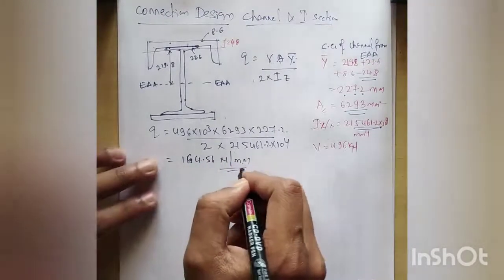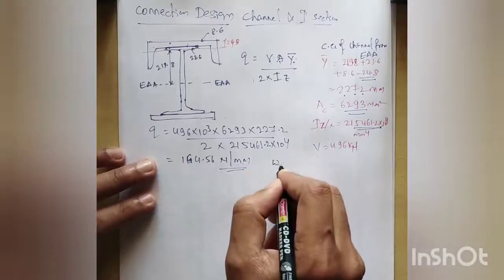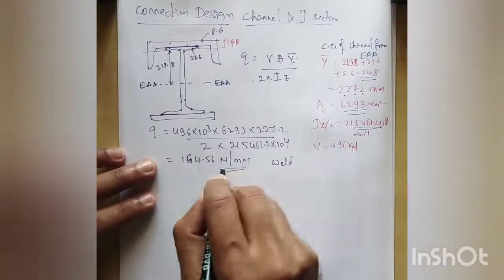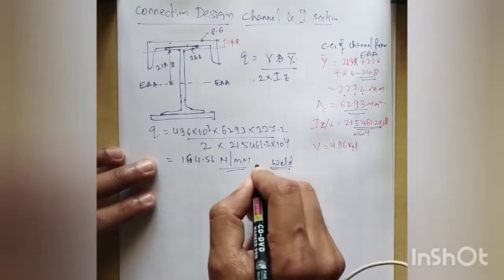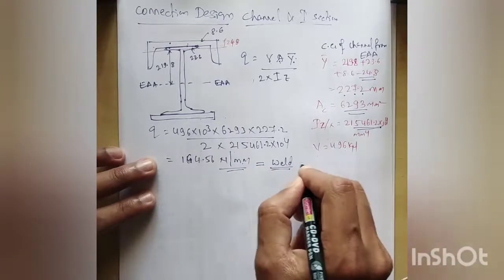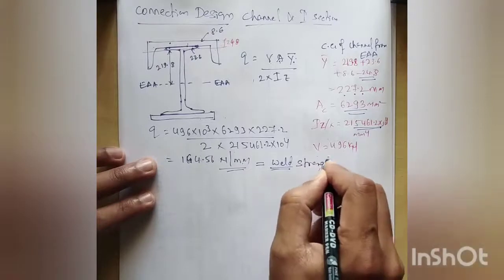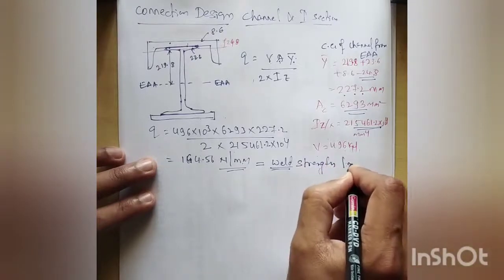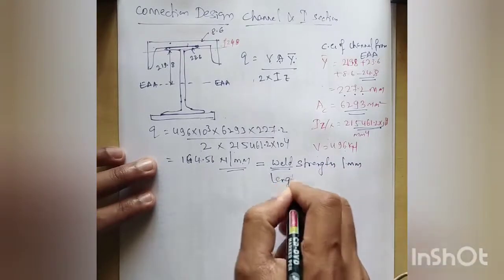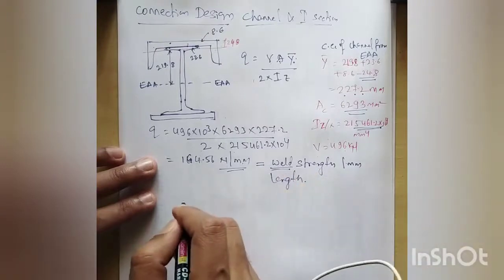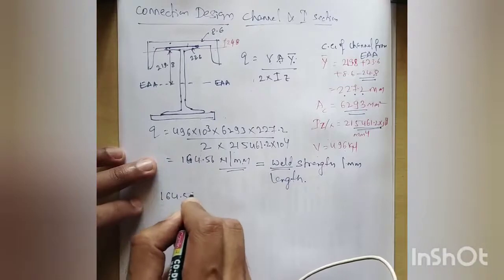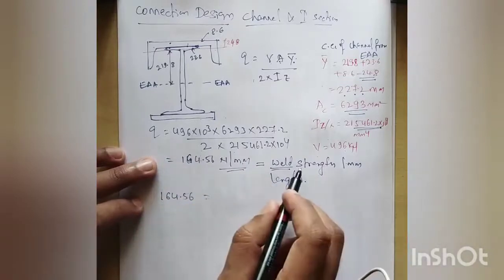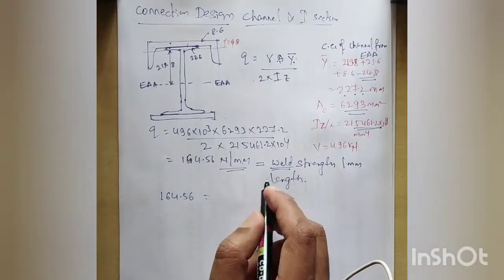Now this has to be resisted by the weld. This much shear has to be resisted by weld. Now what we'll do, we'll equate this to weld strength for 1 mm length. So 164.56 is equal to strength of 1 mm weld length.